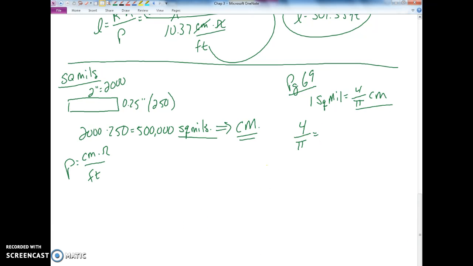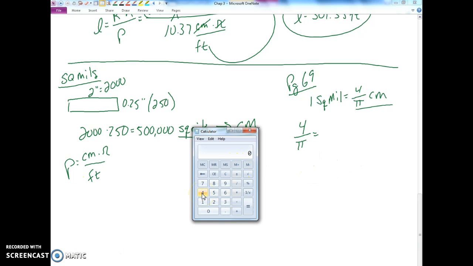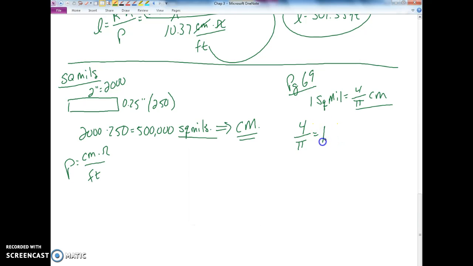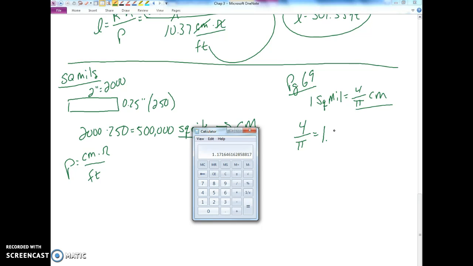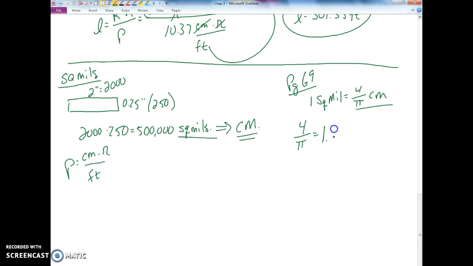4 divided by pi, bring the calculator back up. I'm simply going to do 4 divided by 3.414, we use 3.414 for pi, equals 1.1717, and so 1 square mil would be equal to 1.172 circular mils. A little bit of an interesting aside is, I don't know if you've ever heard this, but a good approximation for pi is 22/7, I was taught to use.